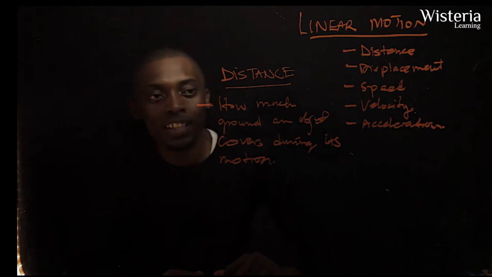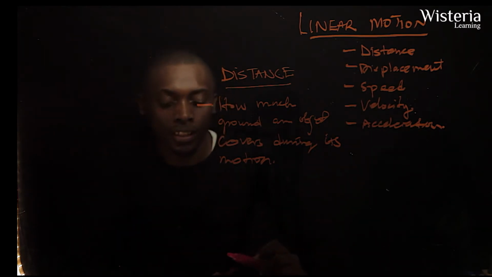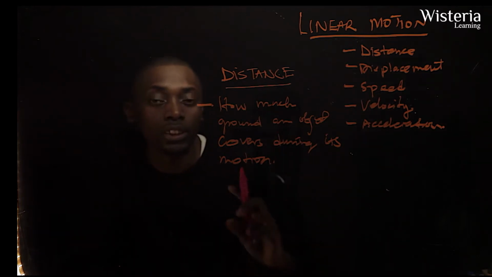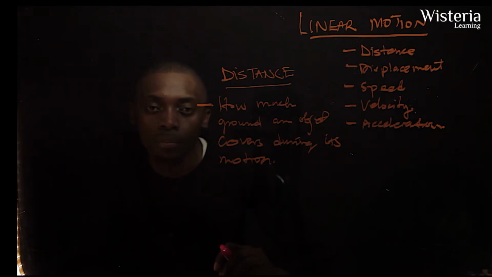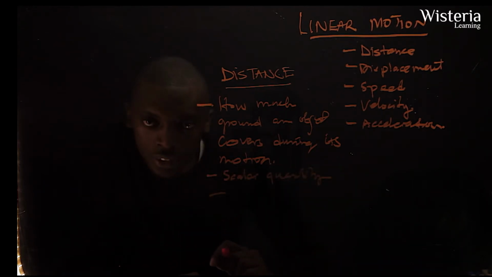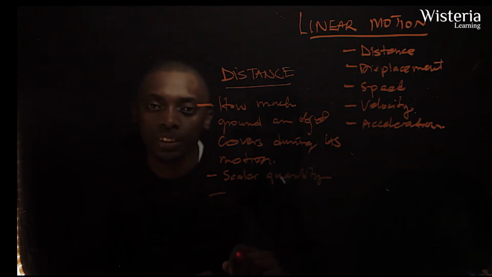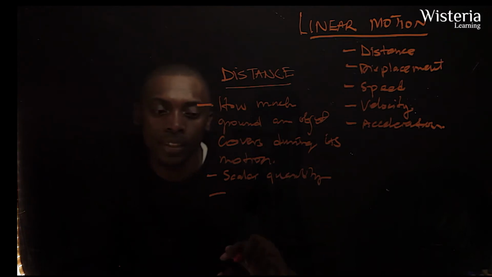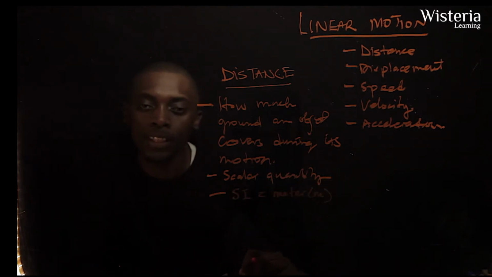Okay, so after looking at what distance is, we can go on to look at other things that are important about this physical quantity. Distance is a scalar quantity, meaning that it only involves the size of the physical quantity. We can measure distance in different units: kilometers, meters, and so on. But the SI unit for distance is the meter. That is all we can talk about when it comes to distance.